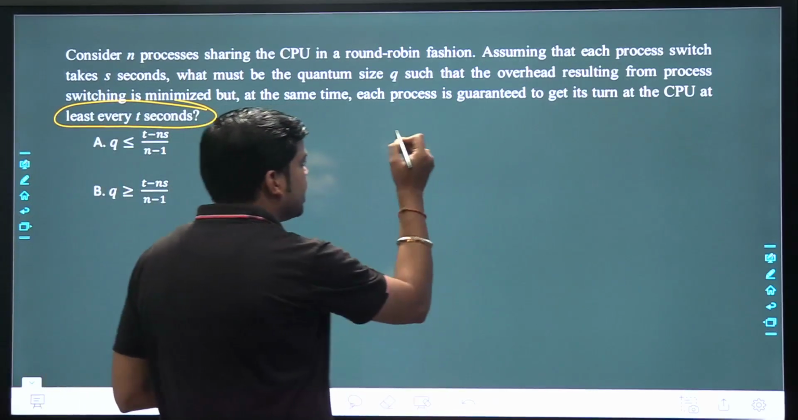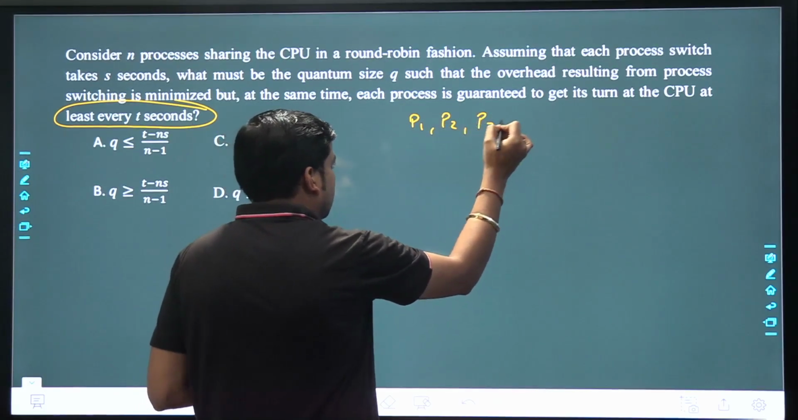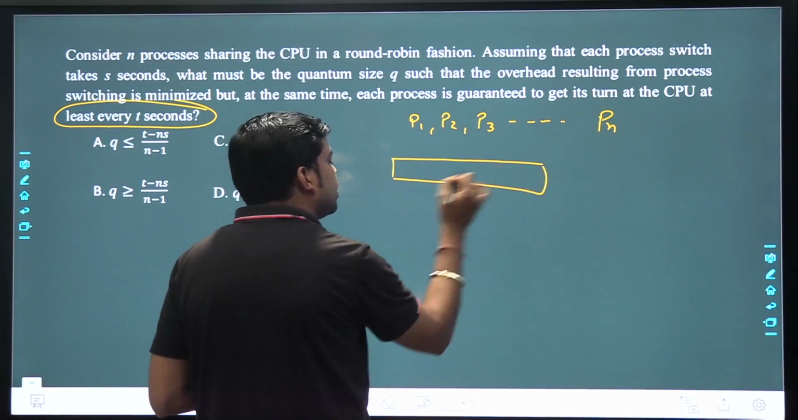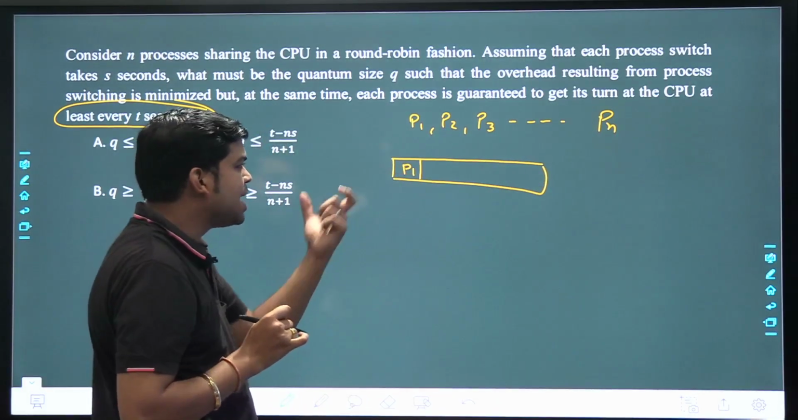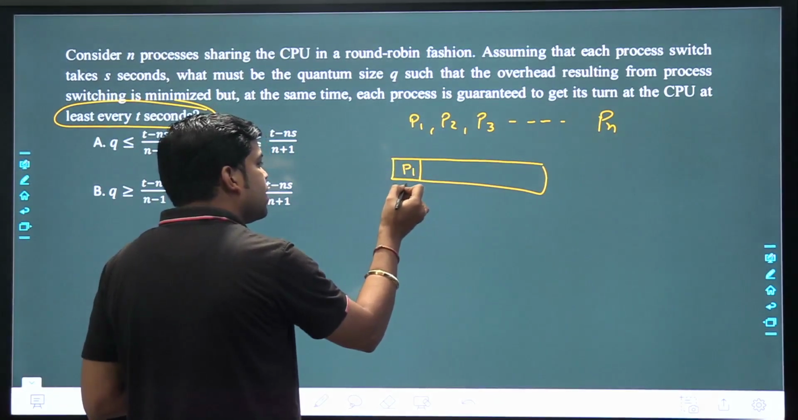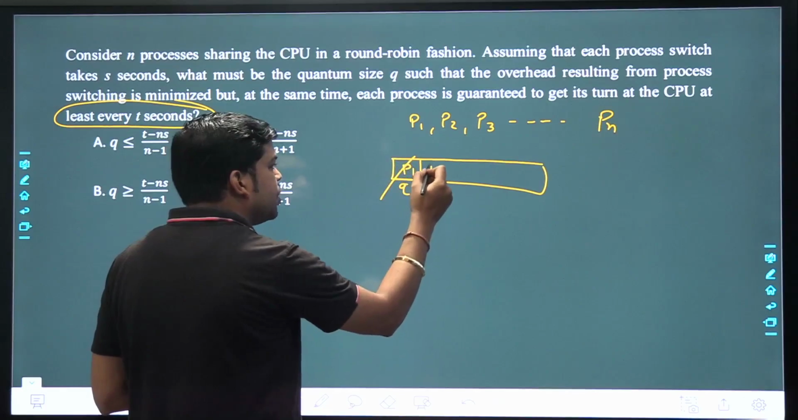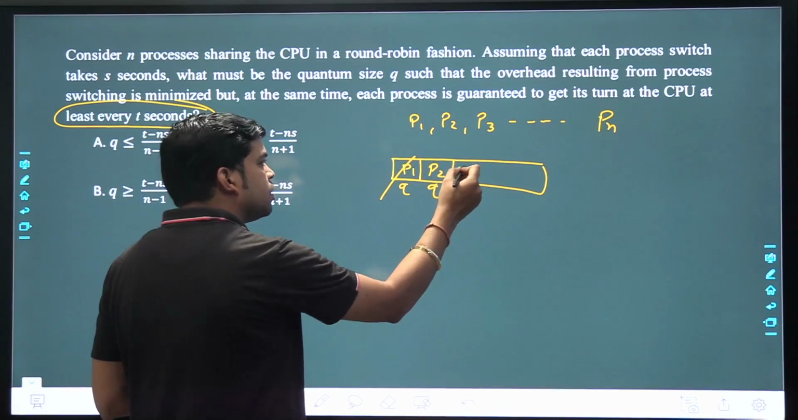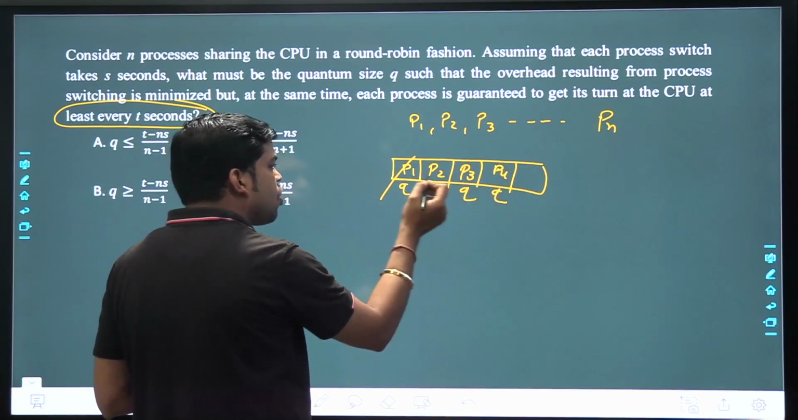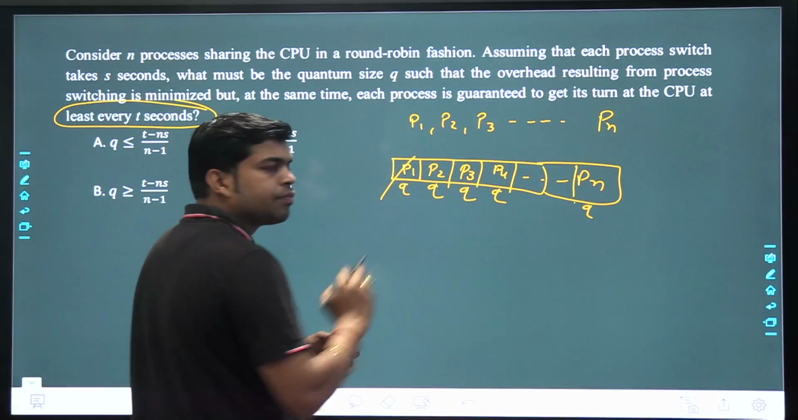What is the minimum value of q we need to satisfy this condition? So just understand by the example. Here there are n processes P1, P2, P3 up to Pn. Now when one process is allocated to the CPU, it requires s seconds for the allocation, that is overhead. Got it? Now it executes for time quantum q. After then it is preempted and the P2 process arrives, it again executes for q time. P3 arrives, it again executes for q time. P4 arrives, it again executes for q time. So till Pn all the processes execute for q time, and after then P1 again arrives.